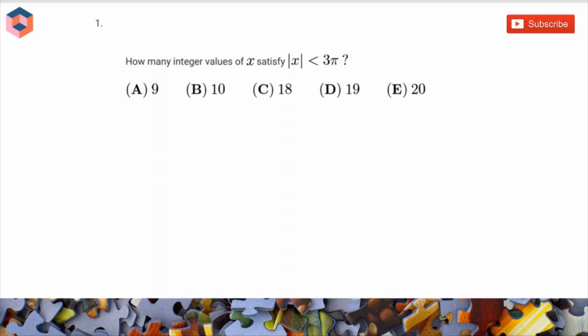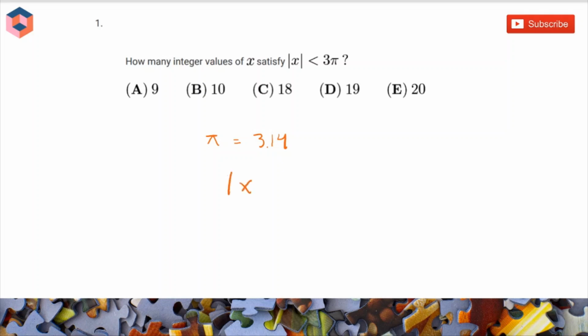Problem number 1. How many integer values of x satisfy this inequality? The absolute value of x is less than 3 pi. Now pi is just the ratio of a circumference of a circle to its diameter, and it's approximately equal to 3.14. I say approximate because pi never ends, but it doesn't matter for this question since we're looking for integer values.